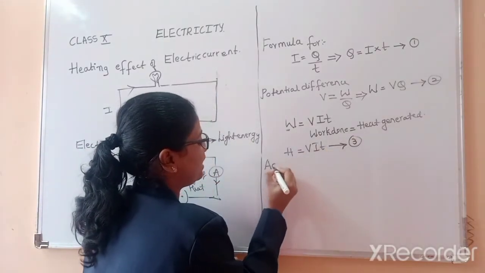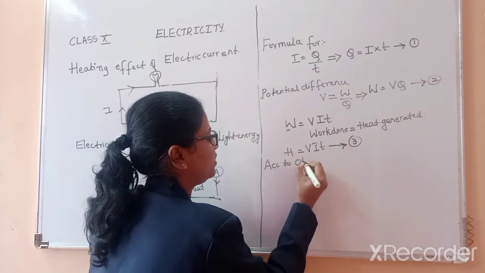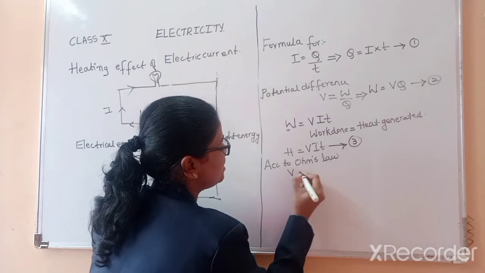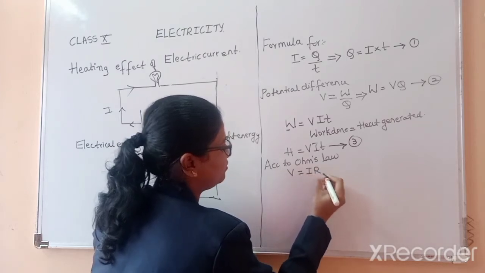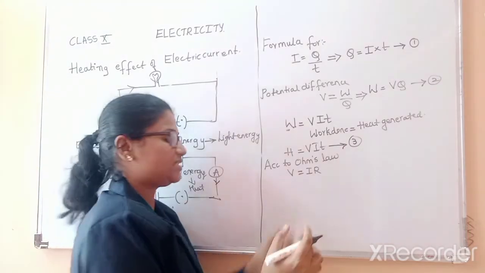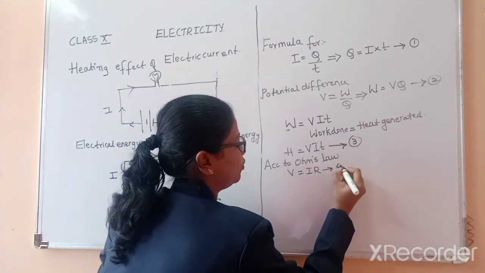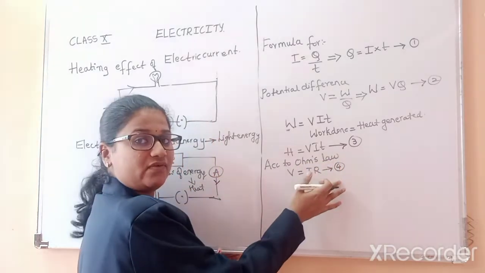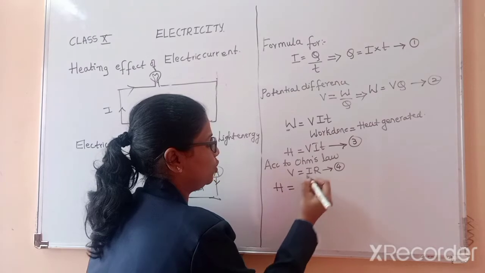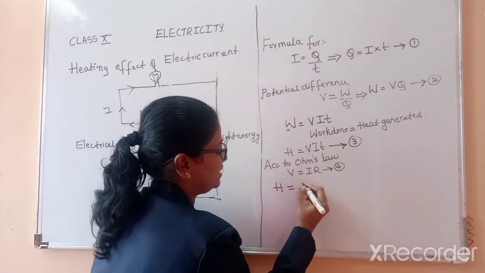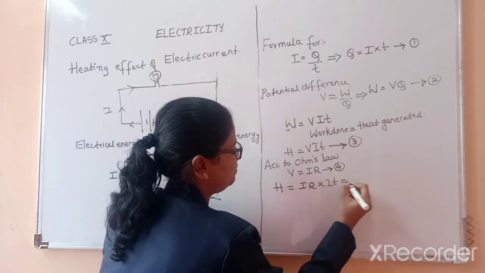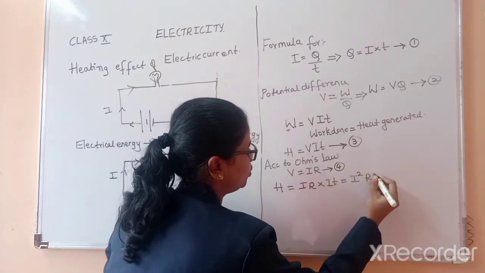According to Ohm's law, V is equal to I into R. V is directly proportional to I, where R is the constant. This is equation number 4. Let me substitute equation number 4 in equation number 3. Then H is equal to I into R into I into T. So it will be I square R into T.